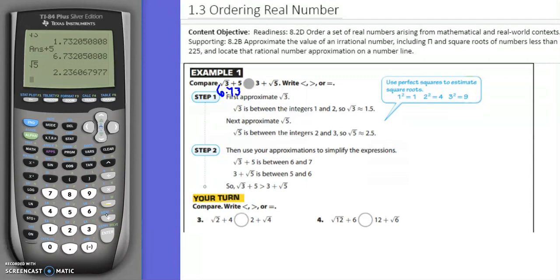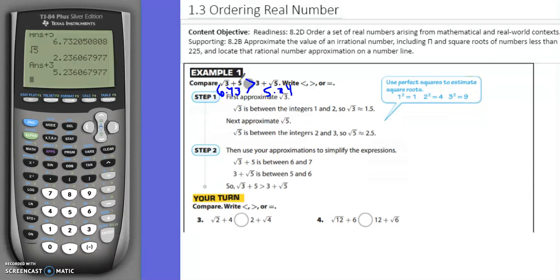So the square root of 5 is 2 and about 24 hundredths. And if we add 3 to that, we get 5 and about 24 hundredths. So if we're looking to see which one's bigger, 6 is bigger than 5. So we're looking at the square root of 3 plus 5 is the larger. Alright. Let's take a look at the next one.